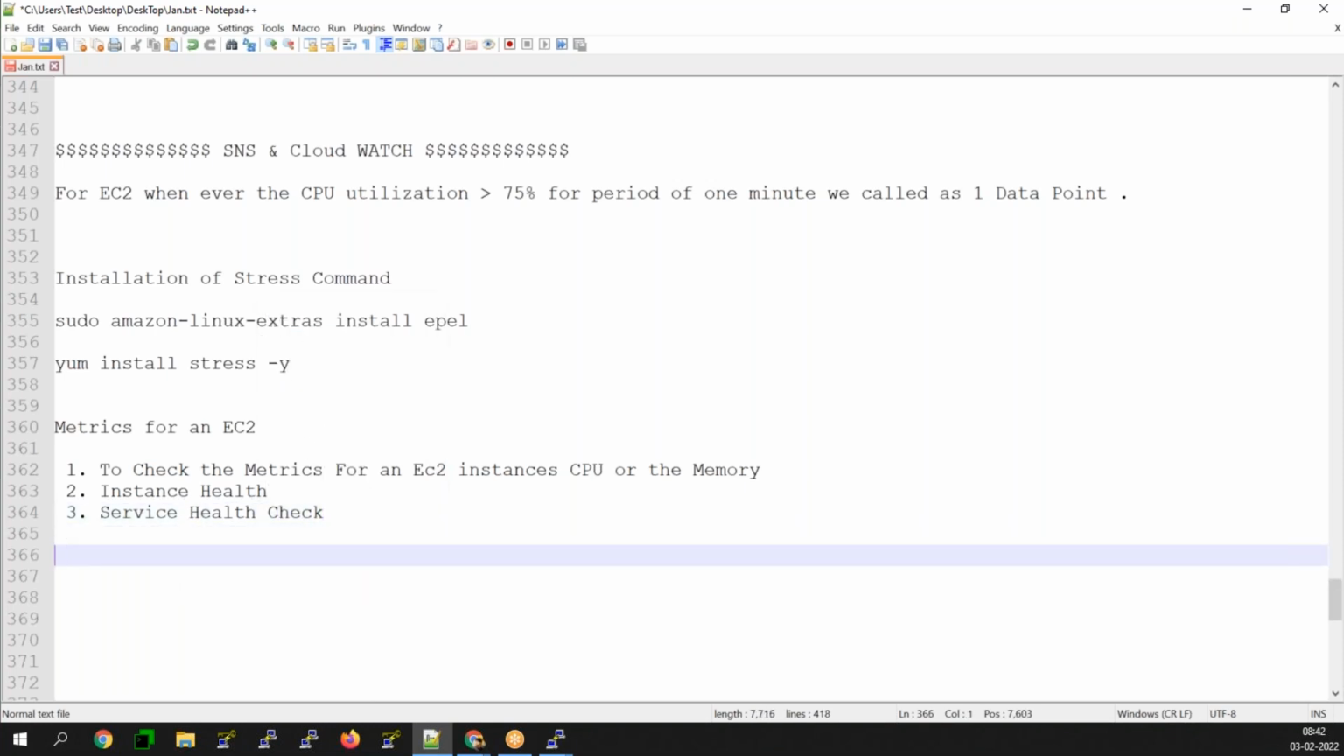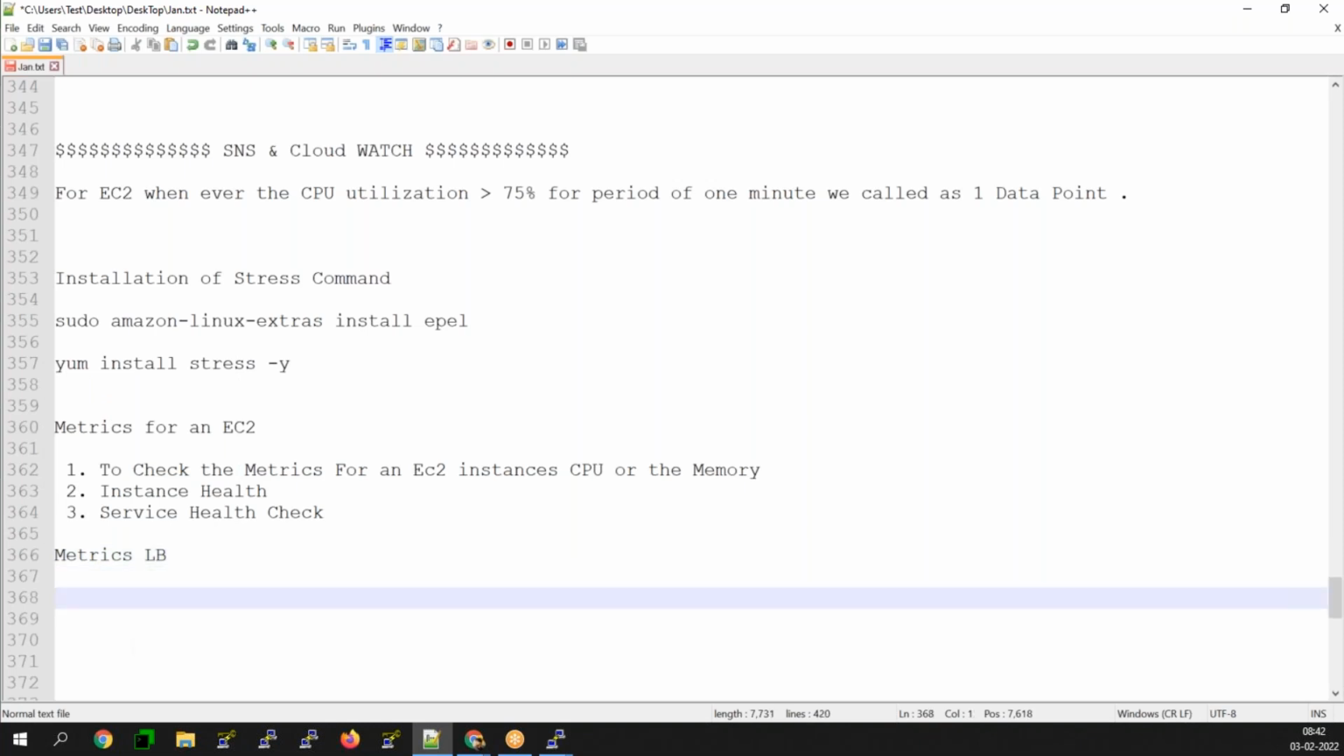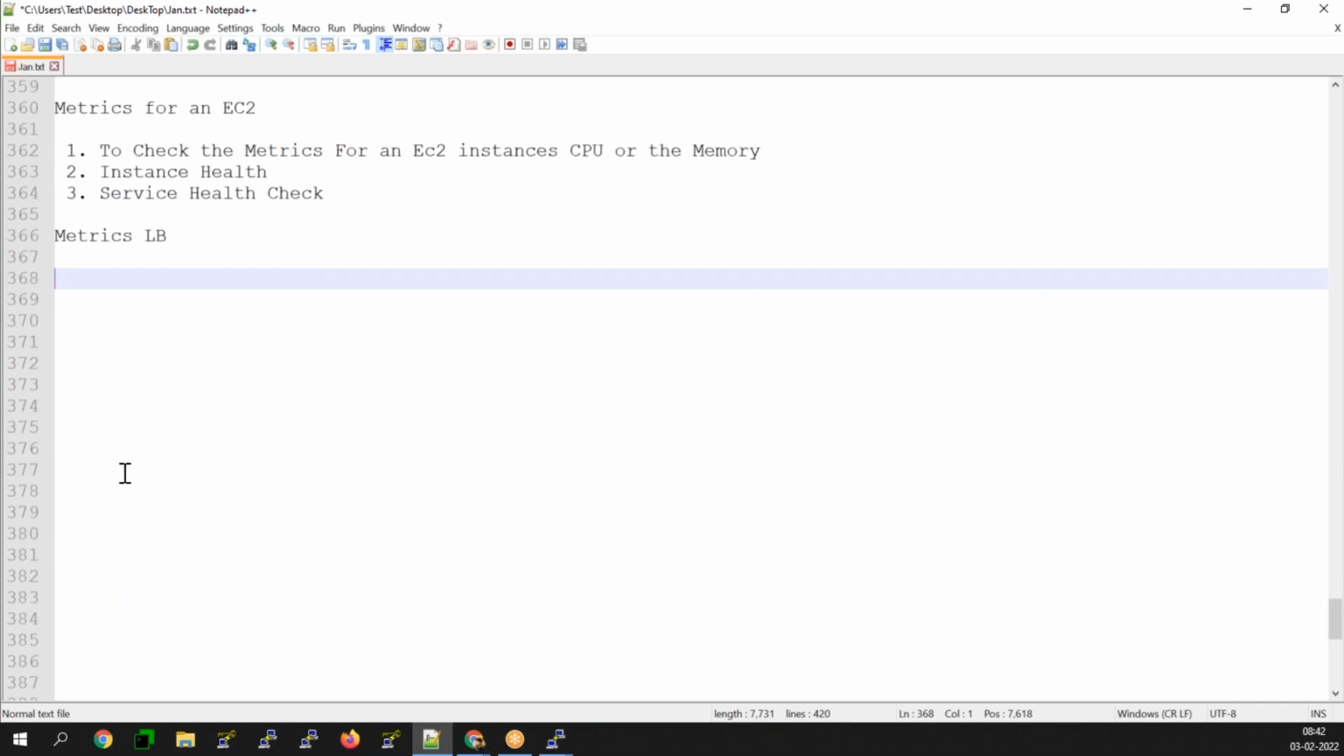And if it is metrics for your load balancer, what exactly are you going to need here? Any guesses for the load balancer? Path, okay. That means you need to check health checks. Any guesses? HTTP response code. Right? HTTP response code here, whether it's 200 or 300 or what it is.